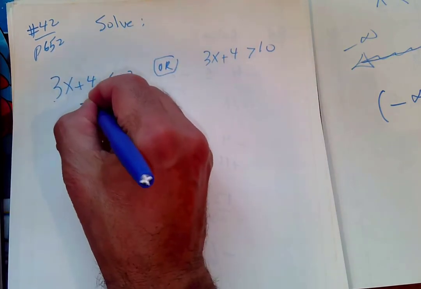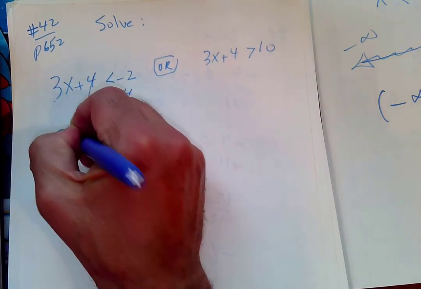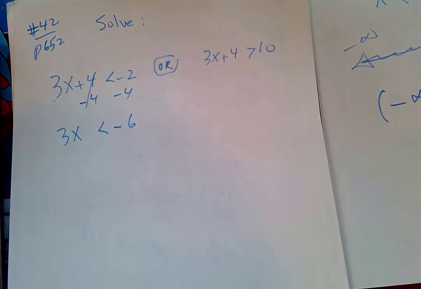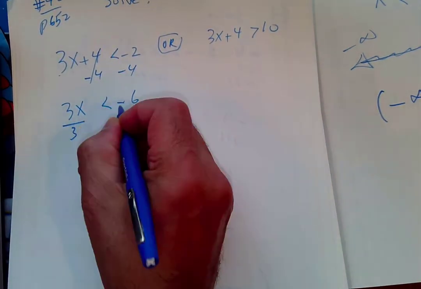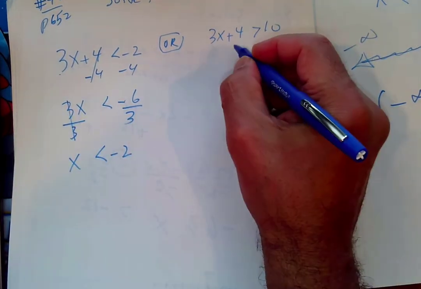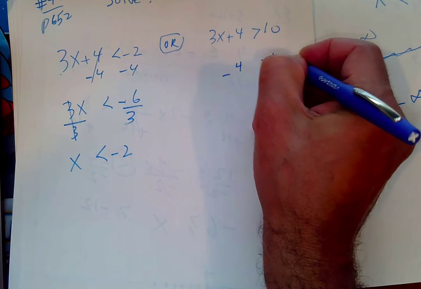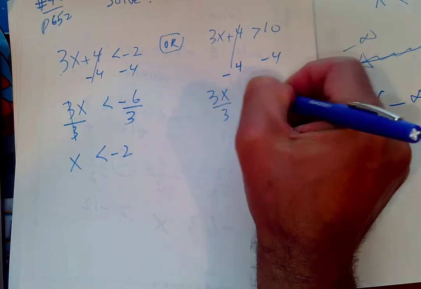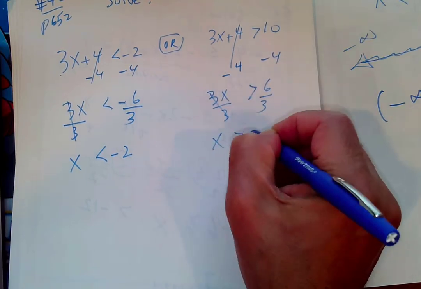For 3x + 4 < -2, we're going to subtract the 4. 3x is less than -2 minus 4, which is -6. When we're done, we'll come back to the second one. We're going to divide by 3. We're not flipping the inequality because we're dividing by positive 3. Same thing here. We subtract the 4. 3x is greater than 6. Divide by 3. x is greater than 2.